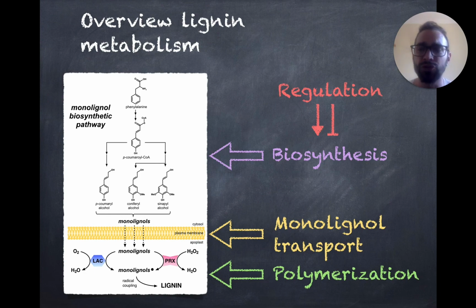This slide shows you an overview of several aspects of lignin metabolism, starting with the regulation that can occur at several levels: transcriptional regulation, post-transcriptional regulation, and post-translational regulation. Then the biosynthesis, which is represented here in a very simplified form. Then the transport of the monomers from the cytoplasm, where they are produced, to the apoplast, where they will be oxidized prior to their polymerization, or their incorporation into the polymer. So all of those aspects can be a target for lignin bioengineering.